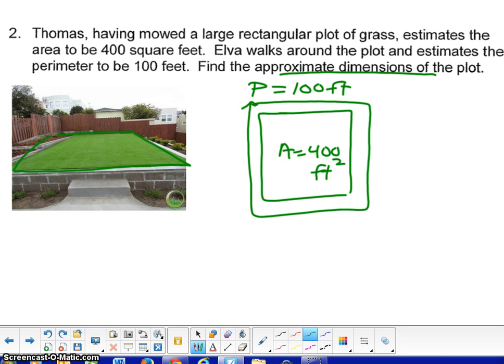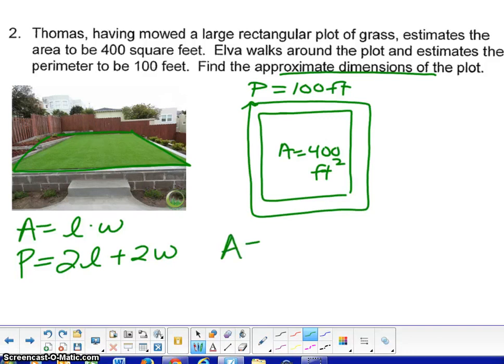2 equations we need to know. The area of a rectangle, length times width. The perimeter we also need to know is 2 times L plus 2W. So keep those in mind when you start seeing the information next. All right, so area, length times width. We know it's 400, but we do not know the length and the width. L and W are what we're going to have to find.